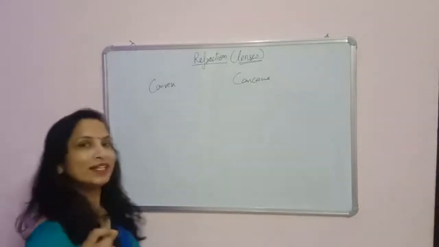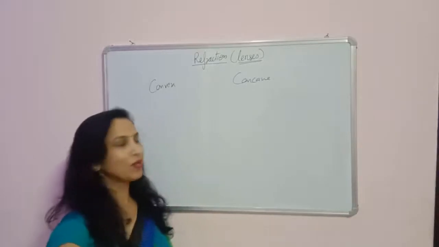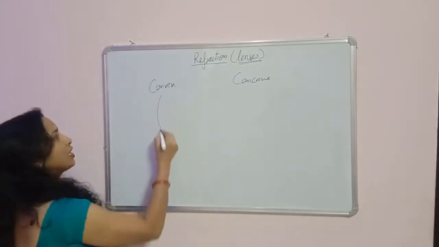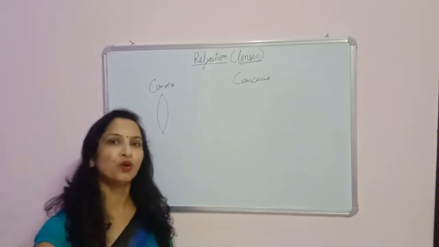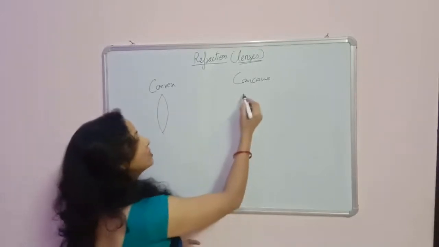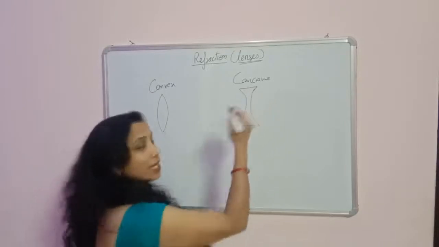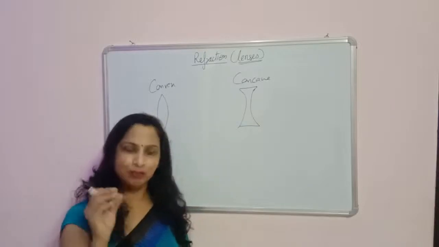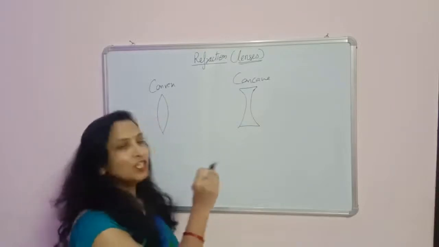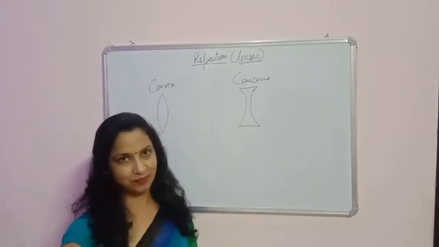Lenses are made up of glass. The lens which is thicker in the middle and thin at the edges is called the convex lens. And the lens in which the middle part is thin as compared to the edges, it means edges are thicker and the middle of the lens is thin, this is called the concave lens.